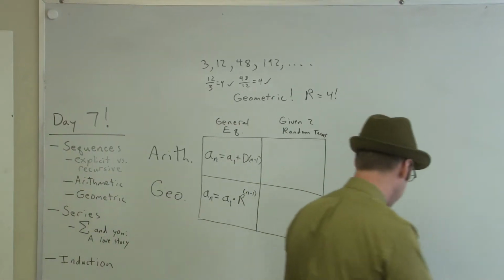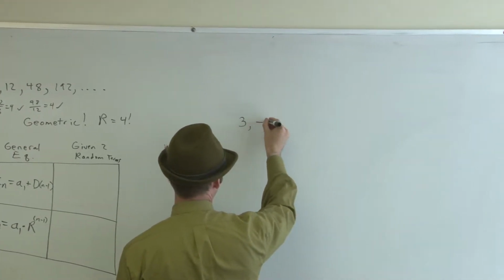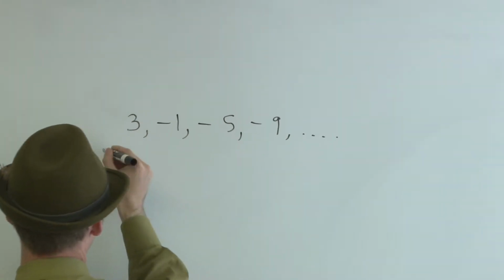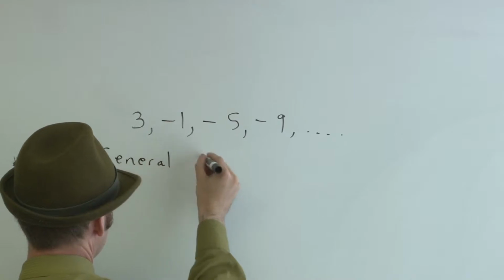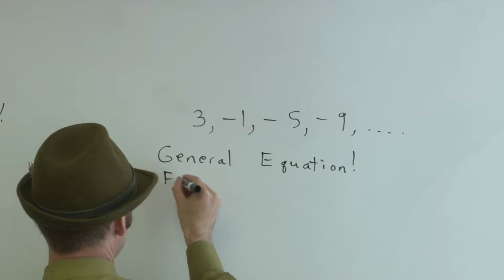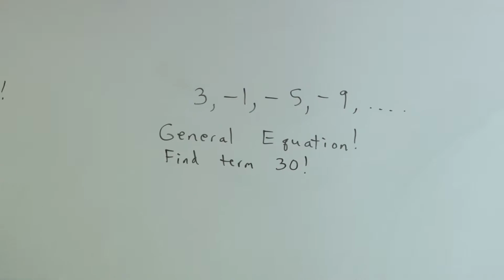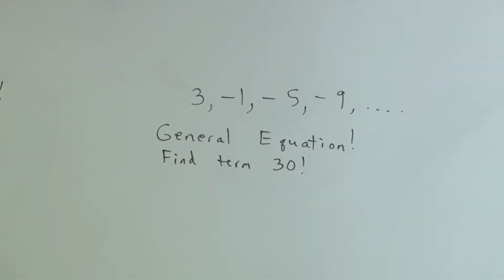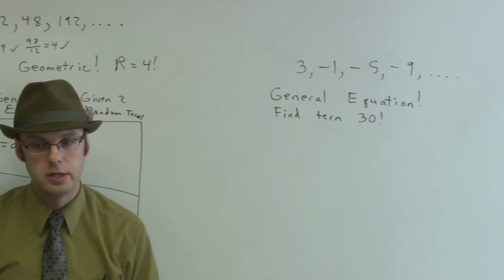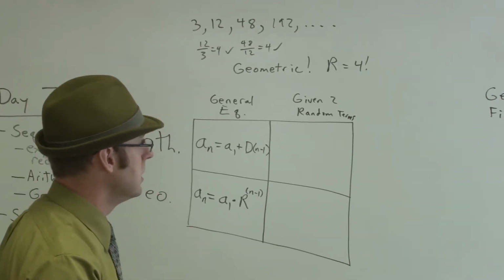So if I have, for instance, this sequence, let's say 3, -1, -5, -9, and I want to write the general equation. And I want to find term 30. So you could see the pattern and then write out 30 terms. This is not an uncommon thing for students to do on SATs and such, but we're awesomer than that. So let's do it legit like.